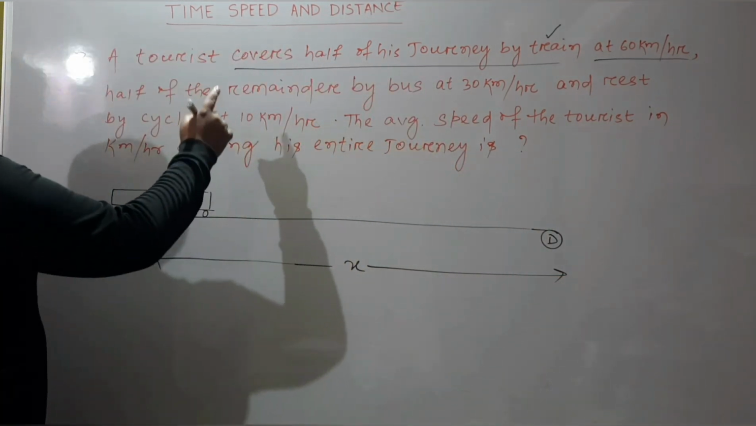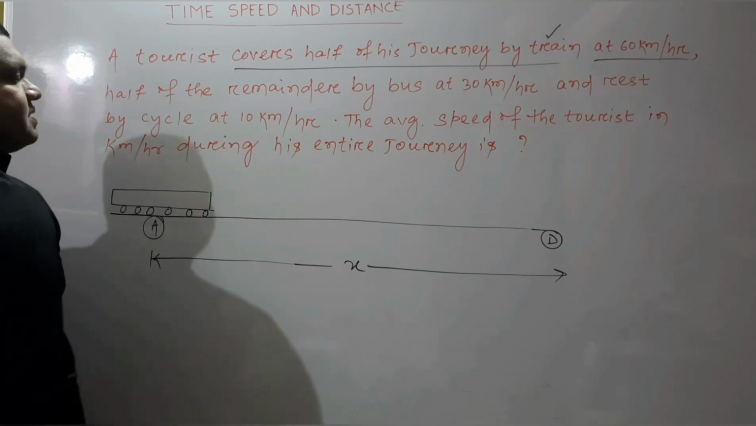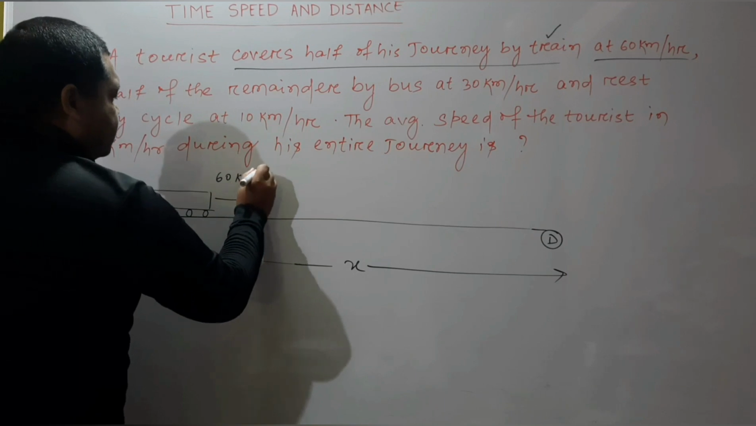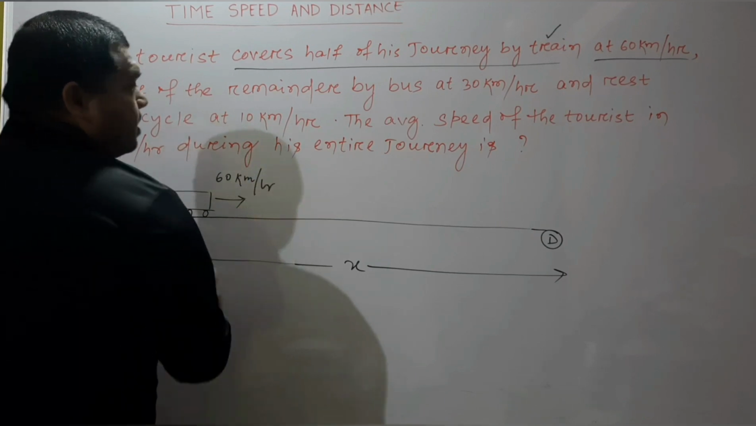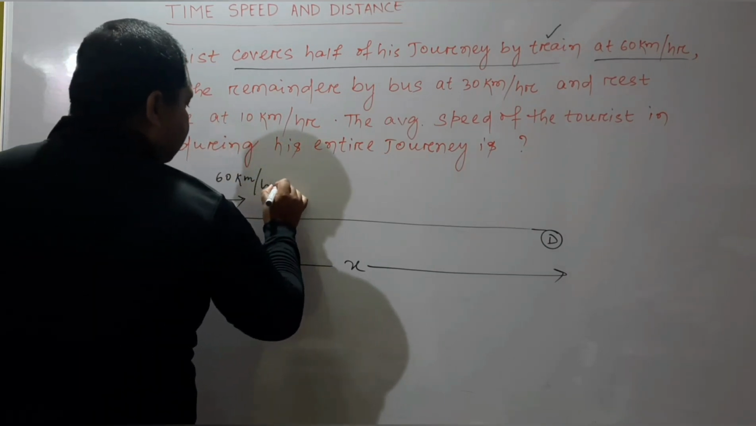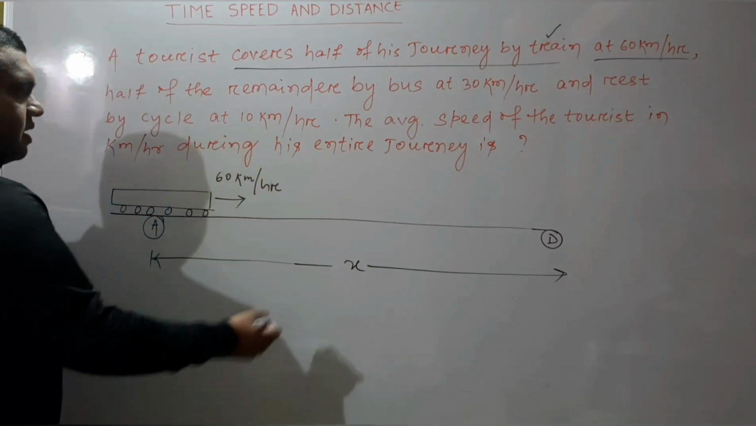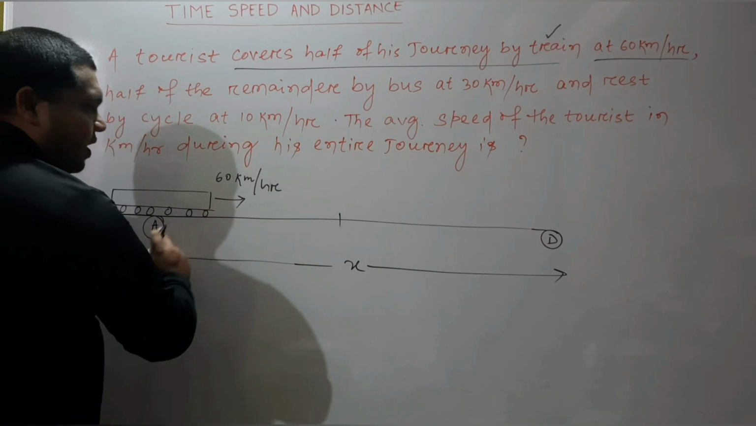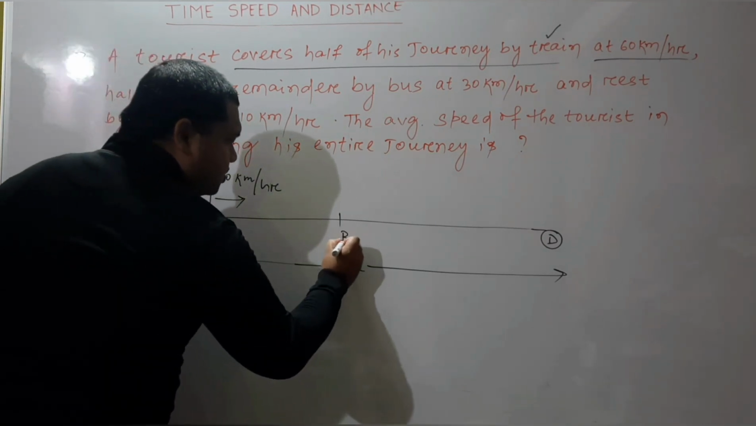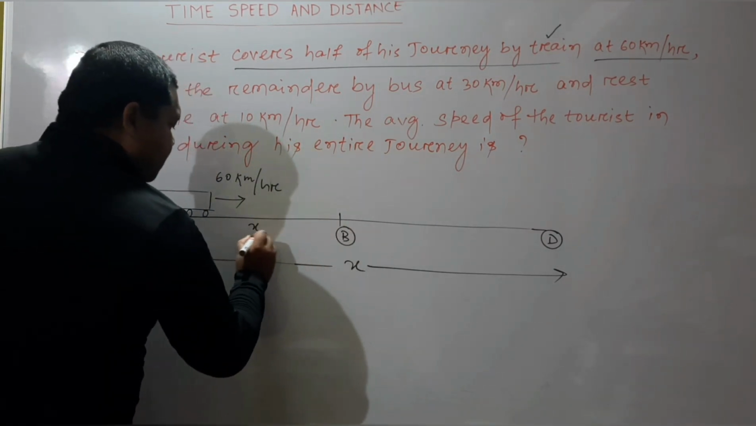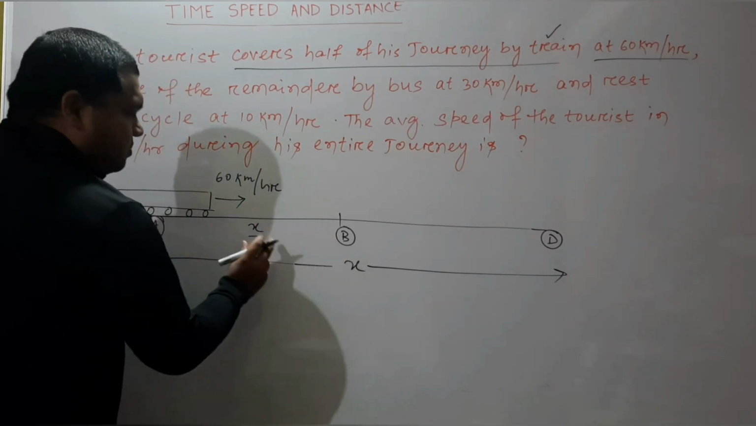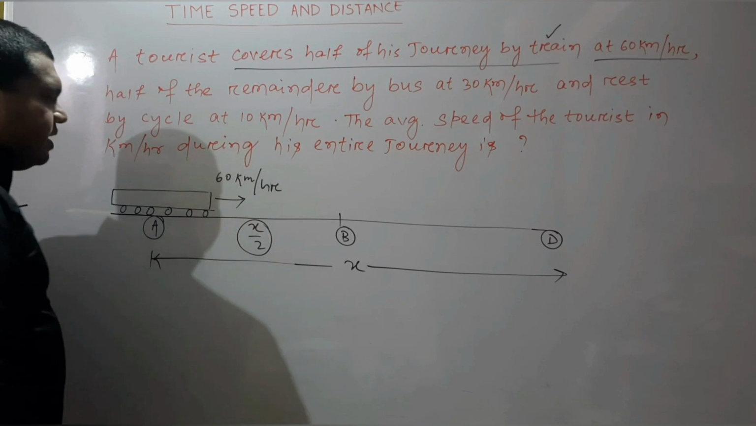So the tourist covers half of his journey by train at 60 km per hour. Here speed is given, this is 60 km per hour. Half of his journey means X by 2 distance. From position A to position B, this distance is X by 2, half of the journey.